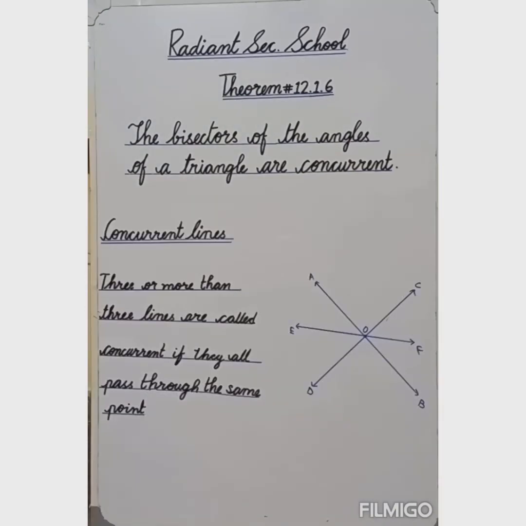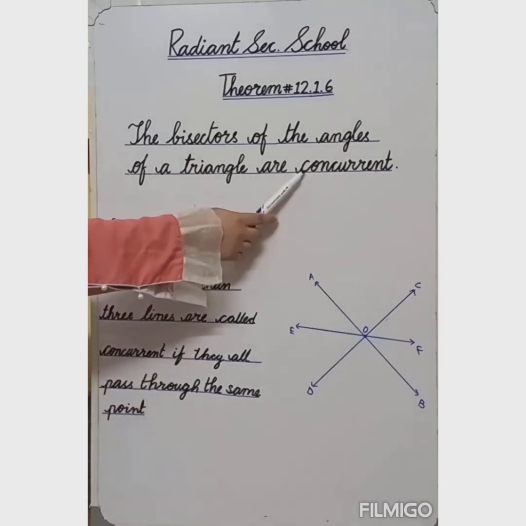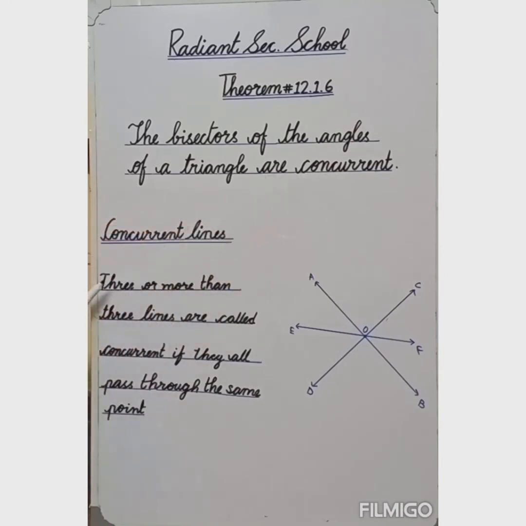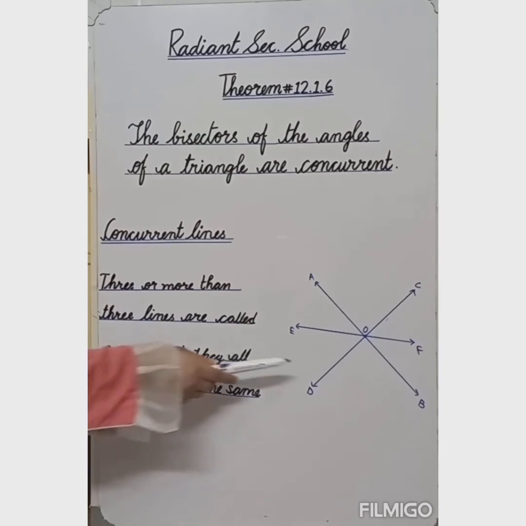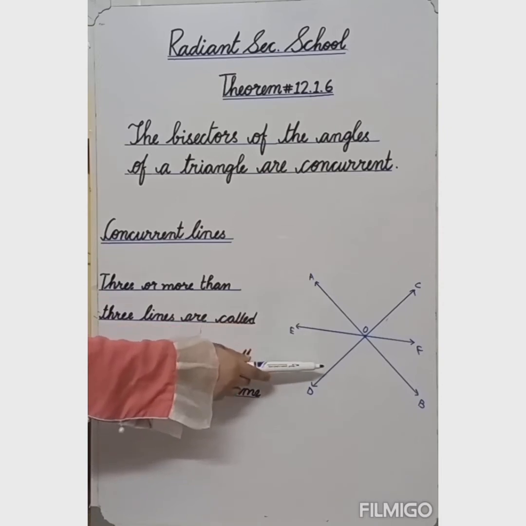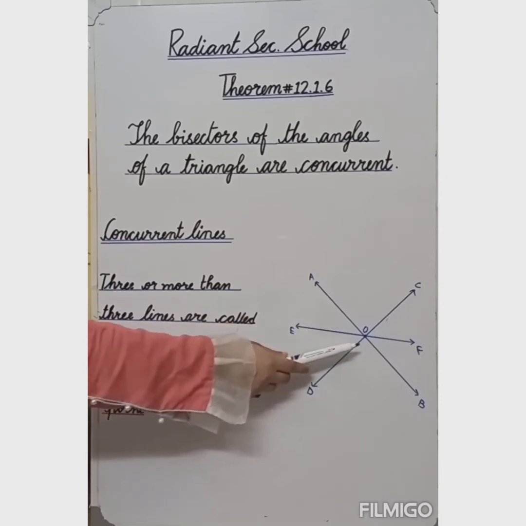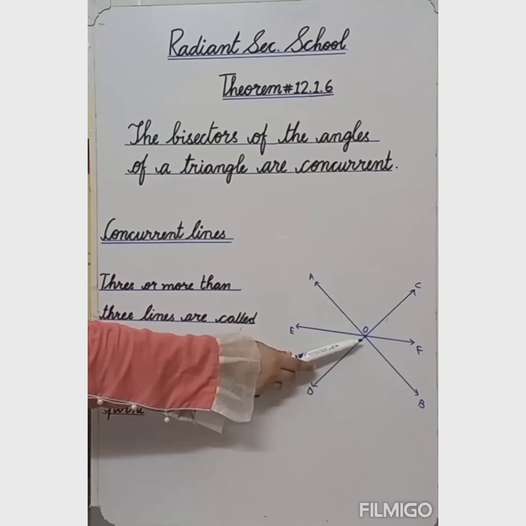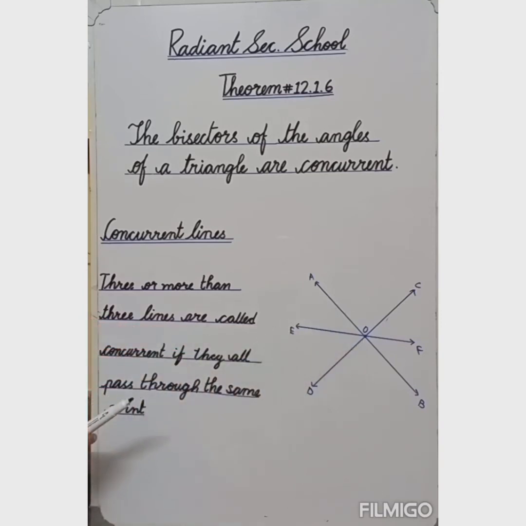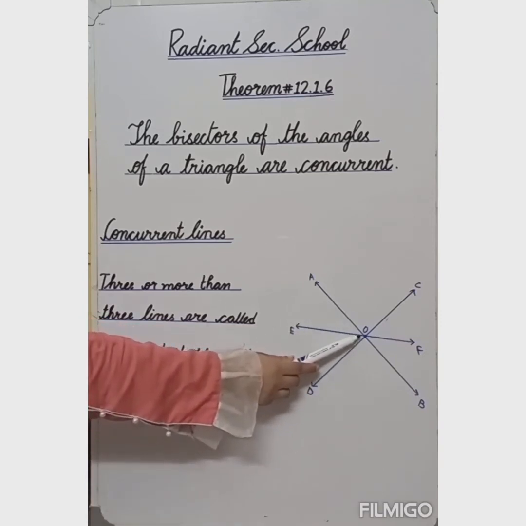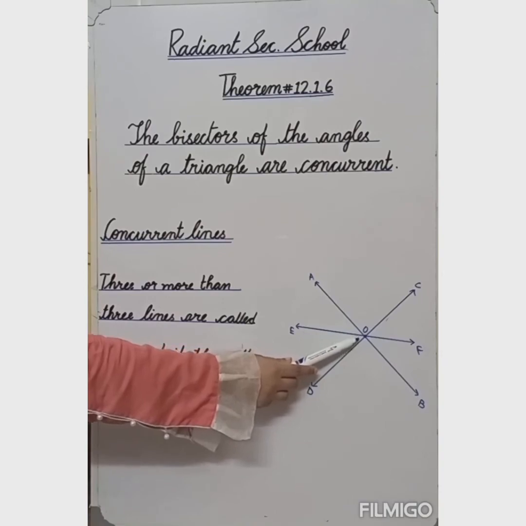In the statement of the theorem, the bisectors of the angles of a triangle are concurrent. What does this word concurrent mean? Three or more than three lines are said to be concurrent if they pass through the same point. It means if three or more than three lines intersect each other at a common point, then they are called concurrent lines. And this point is called the point of concurrency.